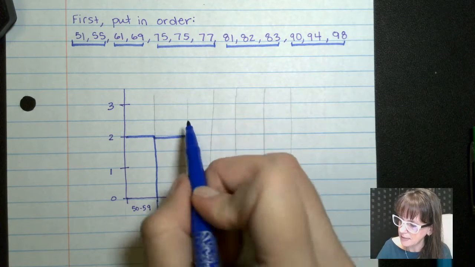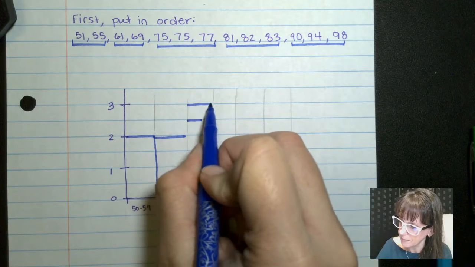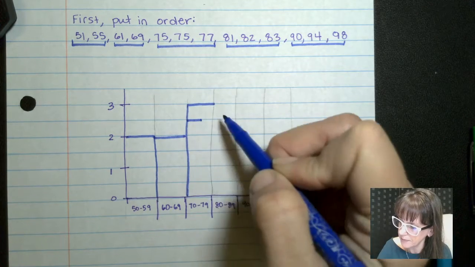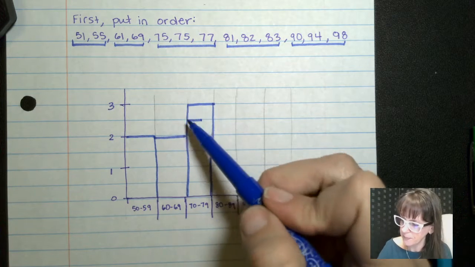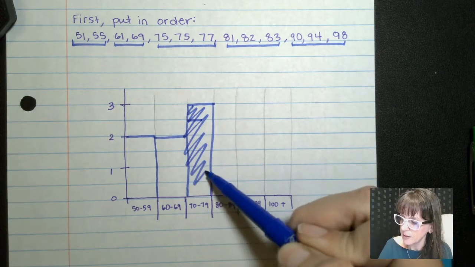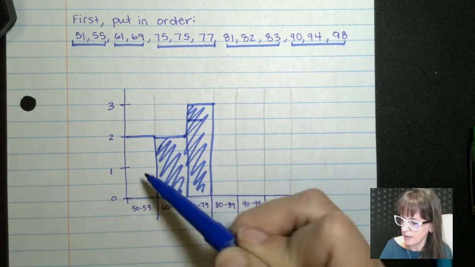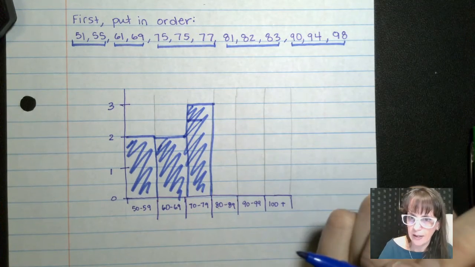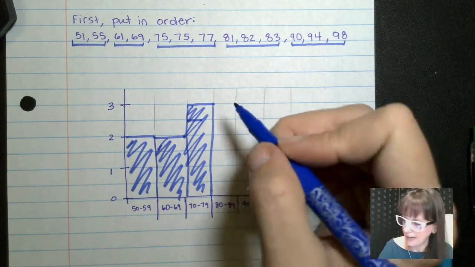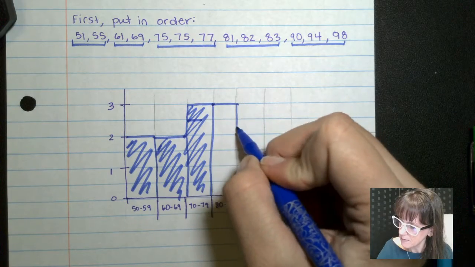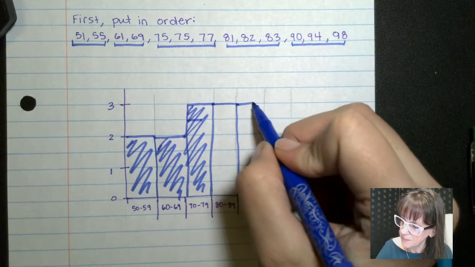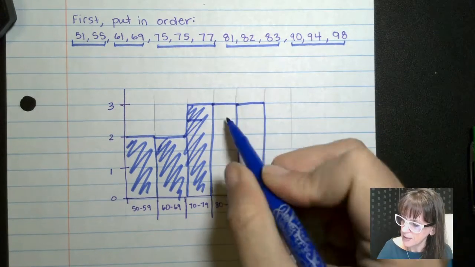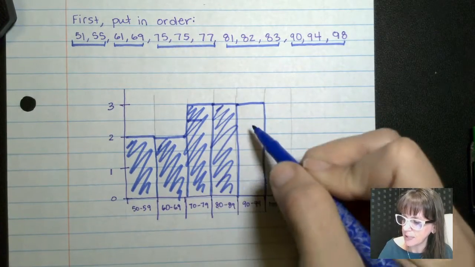And then for my 70s, I have 3. Good thing I'm going to be coloring that in. Notice I used 2 lines for each of these, right? So we color all this in, color this guy in, color that guy in. And then for my 80s, I had 3 as well. And then for my 90s, I had 3. And then for my hundreds, I didn't have any. So this is just a nice way to organize that data.